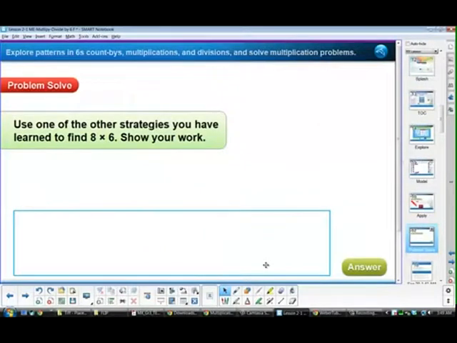Problem number 3. Use one of the other strategies you have learned to find 8 times 6. Show your work. Now, I'm not going to demonstrate on this one, so I figure that you will be able to do 8 times 6 with either some of the strategies I just suggested or one of your own.